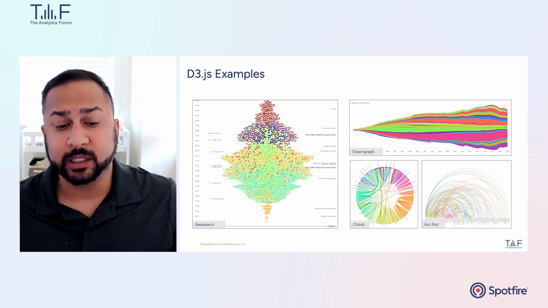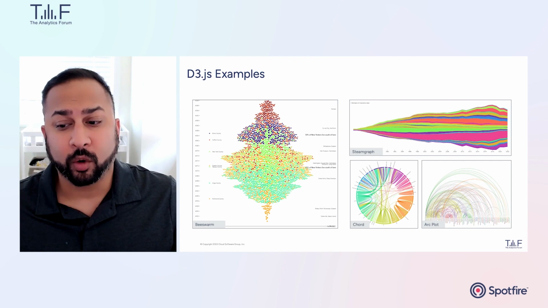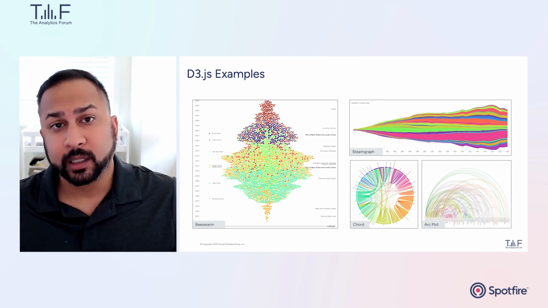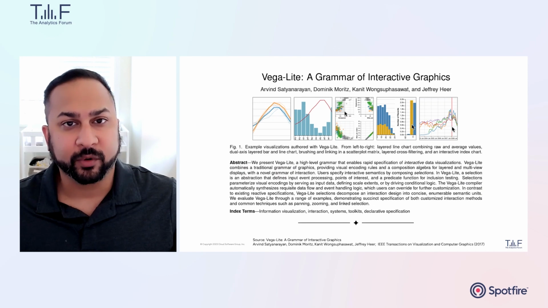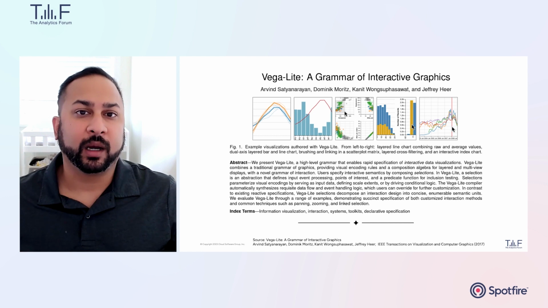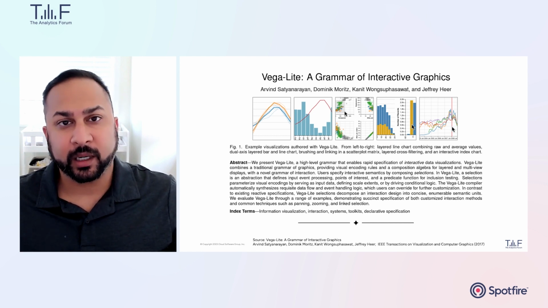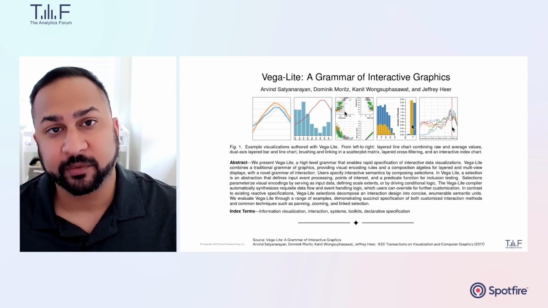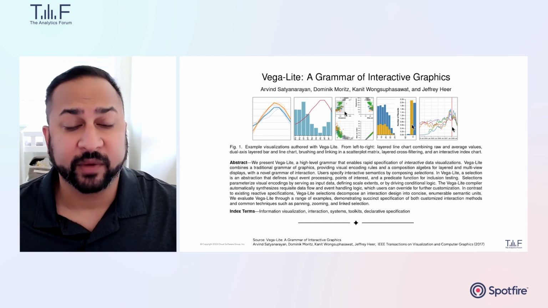This is a bee swarm on the left. Top right is a steam graph, and below that you have a chord chart and an arc plot. So really rich visualizations that are both creative and impactful can be built from D3. And in addition to that, we have a Vega mod that is being developed, and the Vega is built on top of D3, and Vega Lite is built on top of Vega, and that has in it Vega algebra.